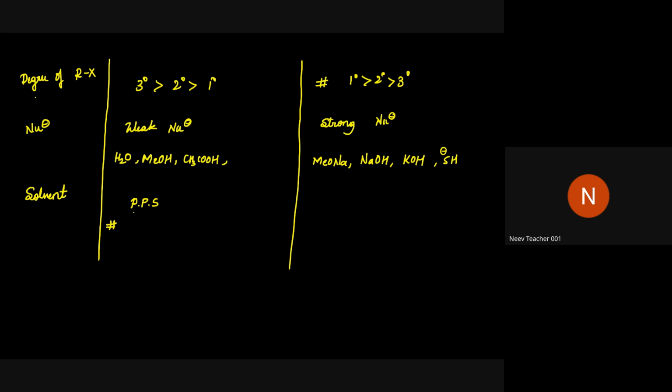Polar protic solvents generally have a high dielectric constant. What do you mean by dielectric constant? Dielectric constant is the ability of any solvent to separate opposite charges, or unlike charges. Because of this high dielectric constant, it ionizes the alkyl halide more. That's why polar protic solvents prefer SN1 reaction, whereas polar aprotic solvents prefer SN2 reaction.